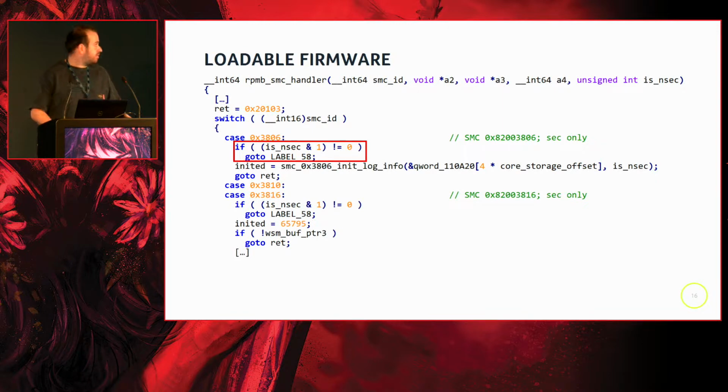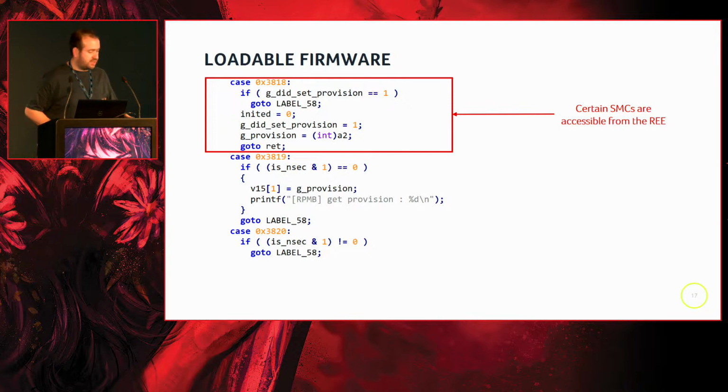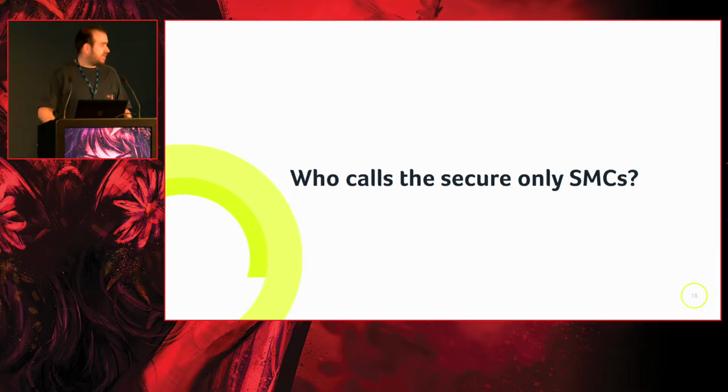Then there is the 5th argument, which we called is_nsec, and this specifies whether the caller was running in secure or non-secure mode. So what this means is that all these loadable firmwares have a way to identify who called the loadable firmware SMC, and they can decide whether a certain SMC is only allowed to be called by the TEE, like it is in this case, or if it is allowed to everybody. So even the REE would be allowed to invoke certain SMCs. For now, let's take a closer look at the secure-only SMCs.